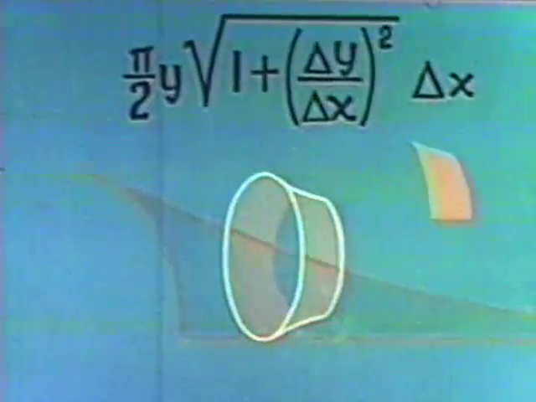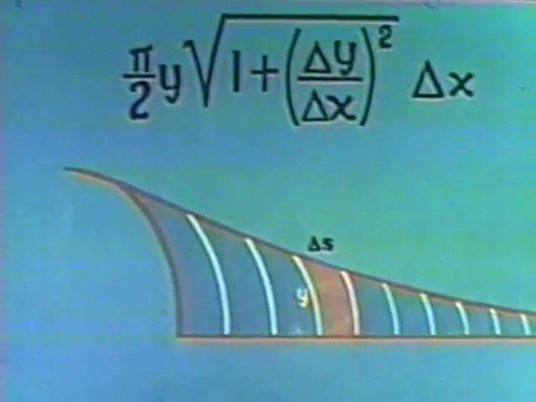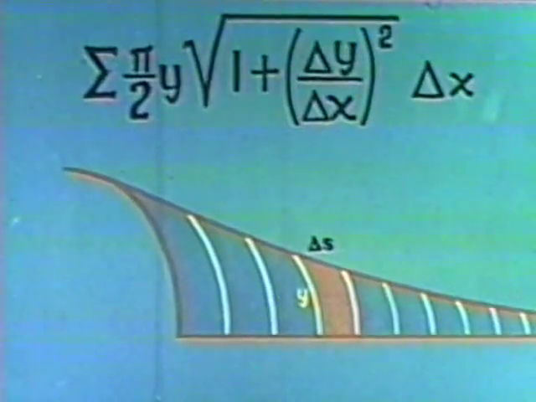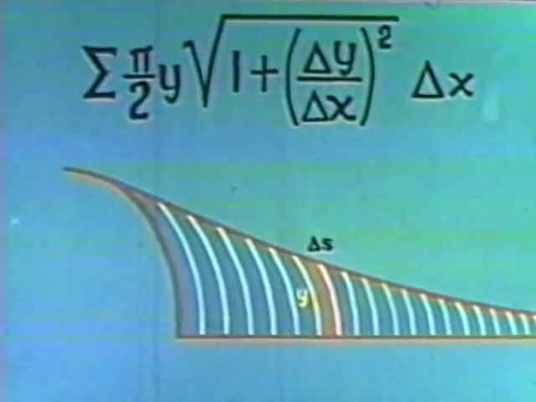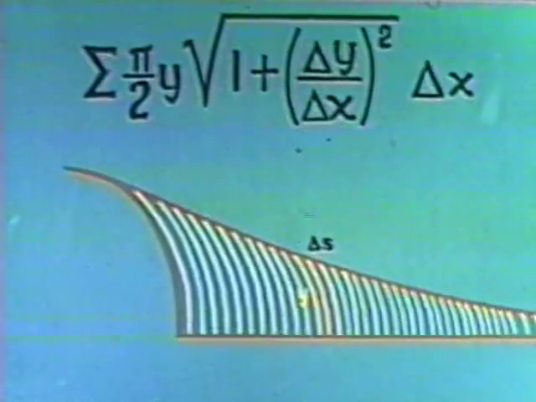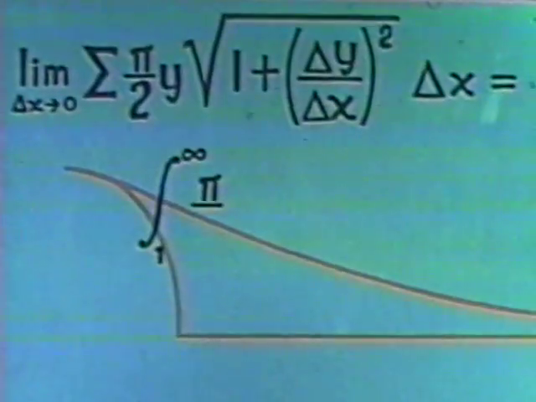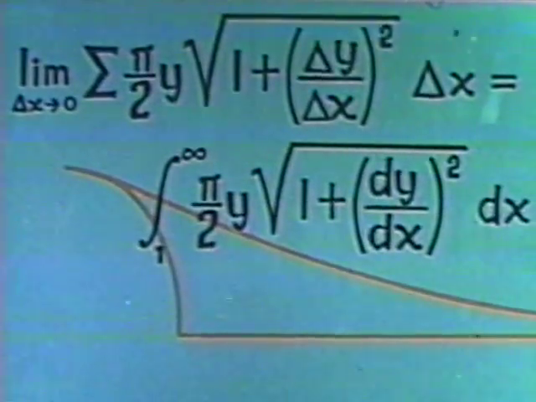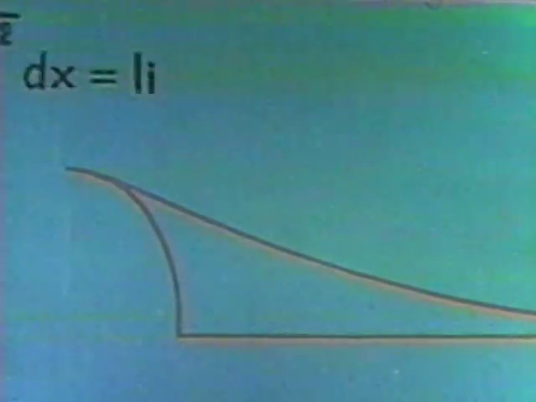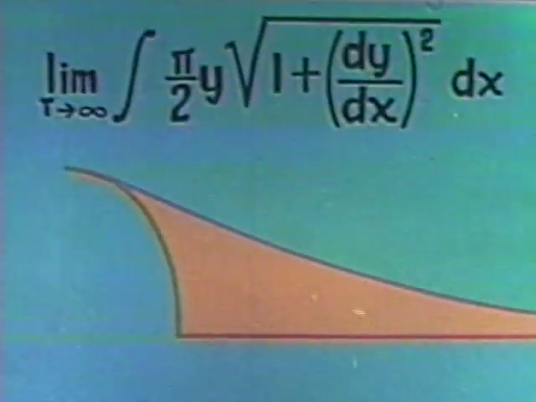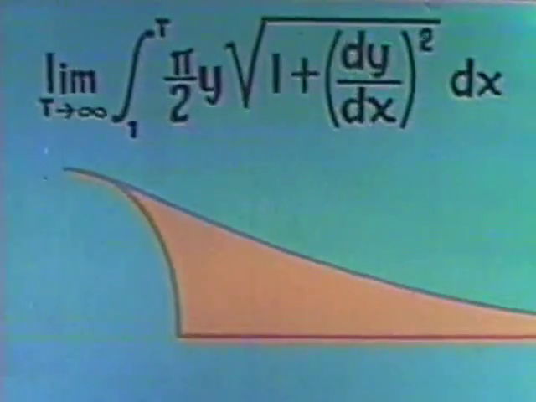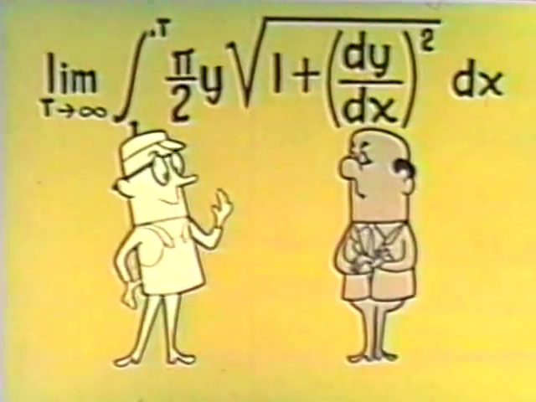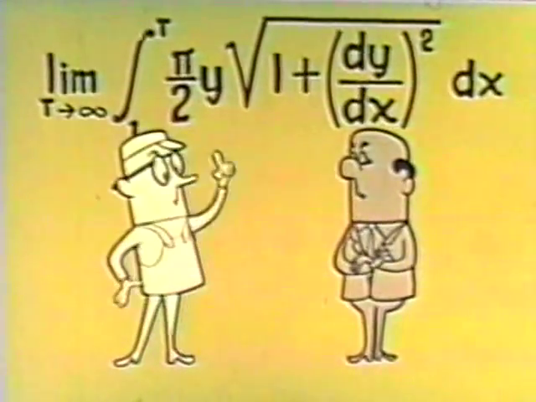Now, to approximate the total area, we do the same thing for each apartment, and we add up all the areas. Then we let delta x get smaller and smaller, and the number of sections gets larger and larger. Then, taking the limit of this sum as delta x goes to zero, we get the integral of the square root of 1 plus (dy/dx) squared dx. And as you pointed out, boss, this means the limit as t goes to infinity of the integral from 1 to t. What a mess! Do you really think you're going to be able to figure that out? Okay, boss, maybe I can't figure it out, but I know it's enormous.